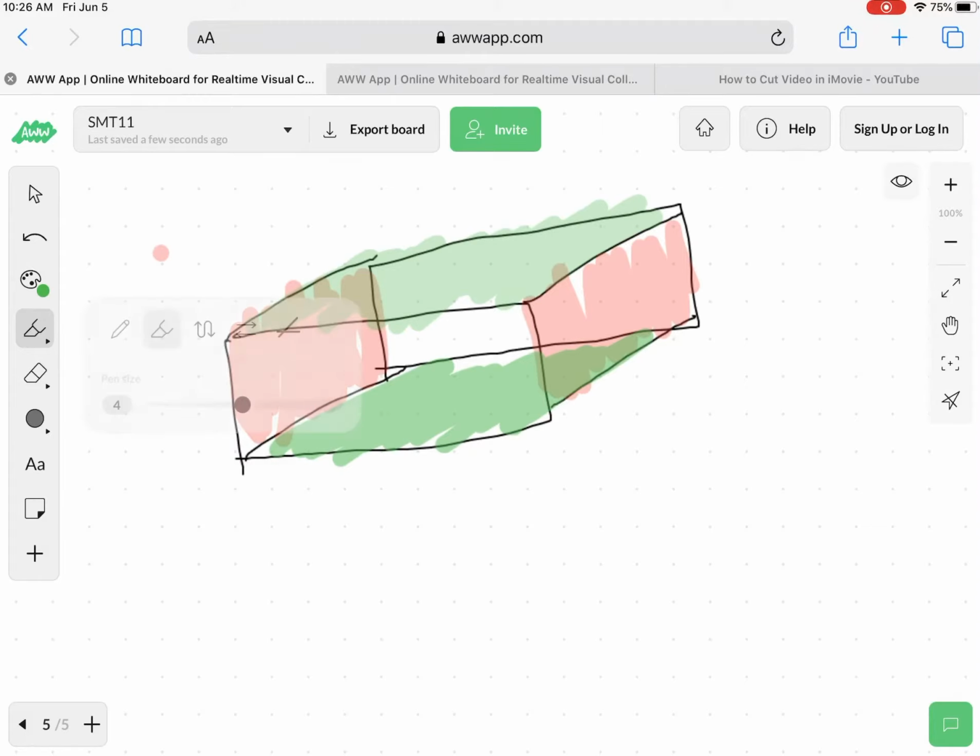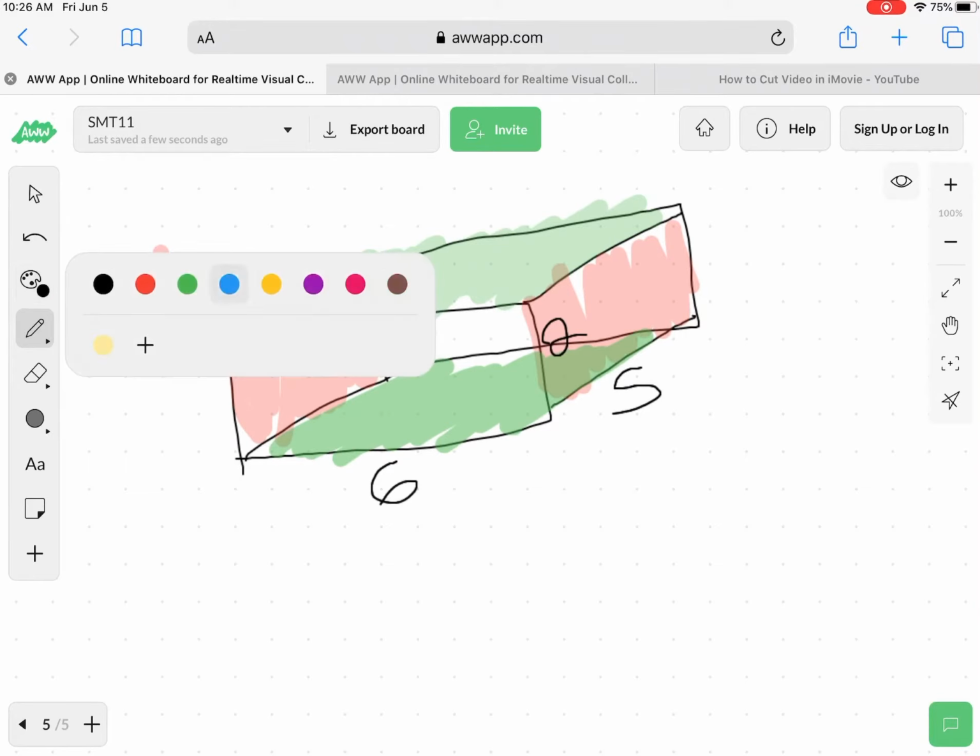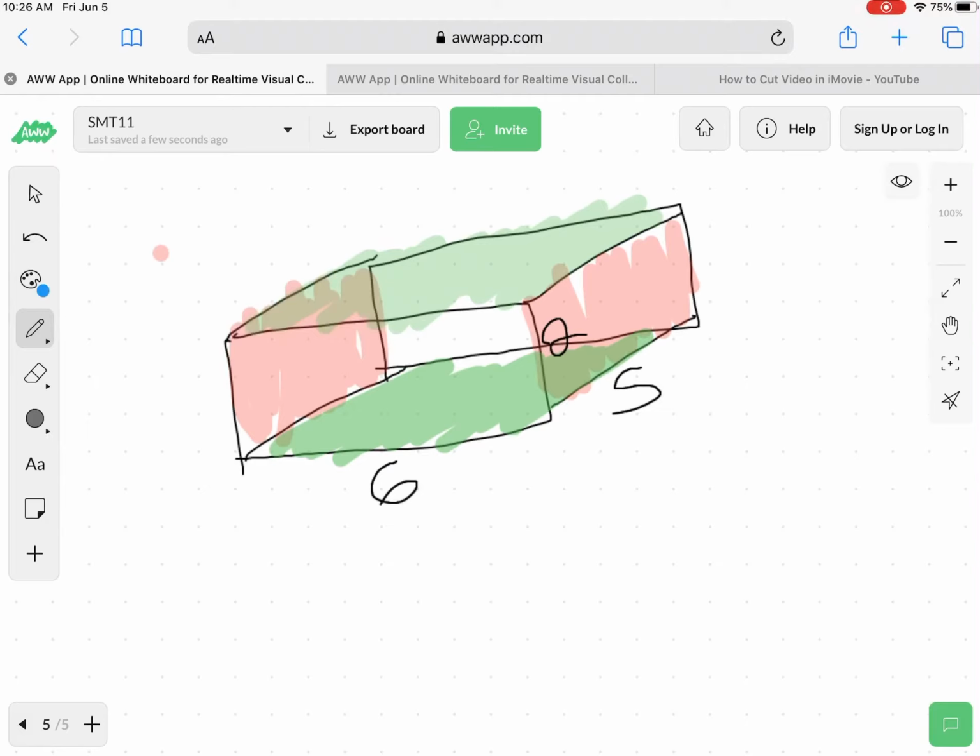So let's say our dimensions are maybe 6, 2, and 5. So first let's figure out the side faces, the area of the two side faces. So the dimensions that we'll be dealing with in the side faces here are 2 and 5. So the side faces will be 2 times 5. And then since there's 2 side faces, we would have to put times 2 here.